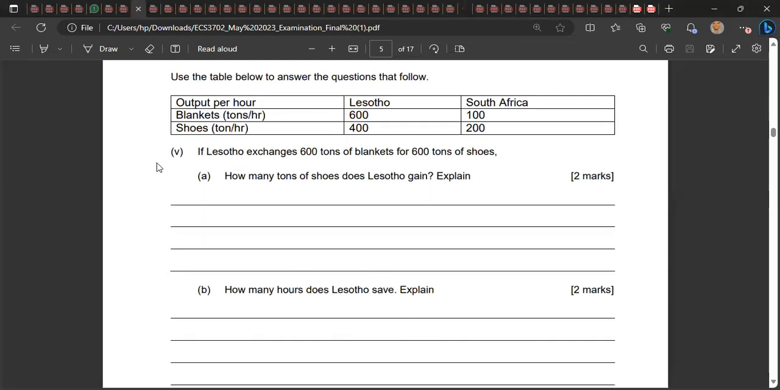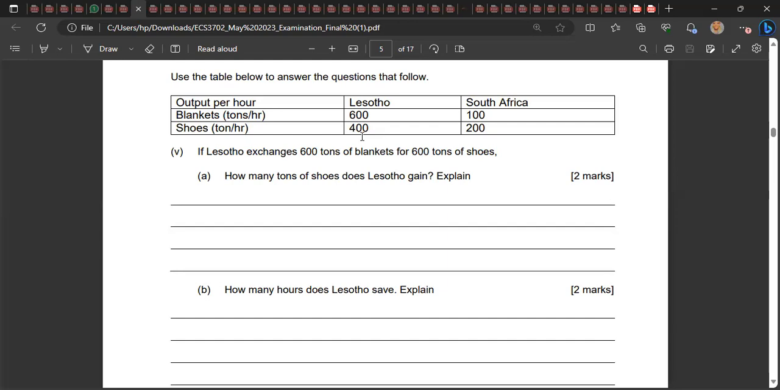But going to our calculations now, how many tons of shoes does Lesotho gain? First of all, Lesotho is giving off 600 blankets and getting how many shoes? 600 tons of shoes, right? So for 600 blankets, Lesotho could have otherwise exchanged it for 400 shoes within the country, but instead they are getting 600 shoes. So the gain is going to be 600 minus 400 there. And that's going to be the gain for that.